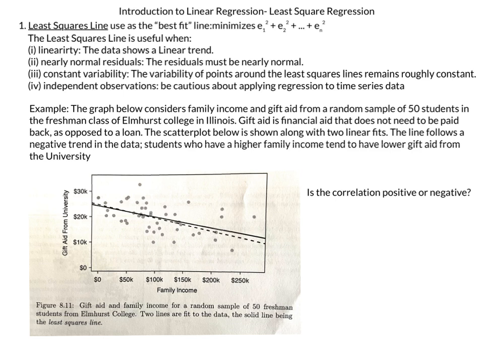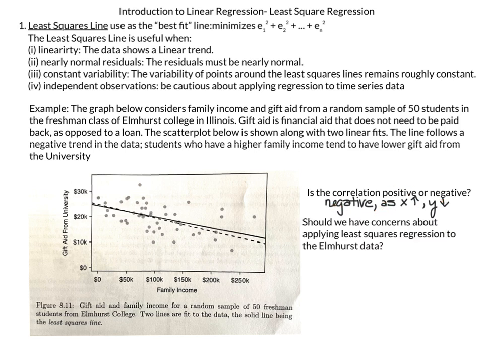Our first question is, is the correlation positive or negative? If it's positive, as X increases, Y also increases. They increase together when it's positive. If it's negative, that means when one increases, the other decreases. As we mentioned, in general here, as family income increases, the gift aid decreases. For that reason, we will say there's a negative correlation. As X increases, Y decreases.